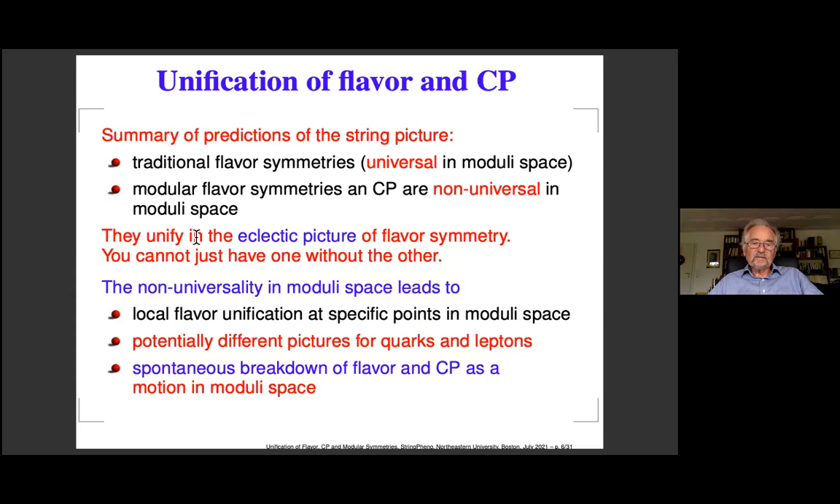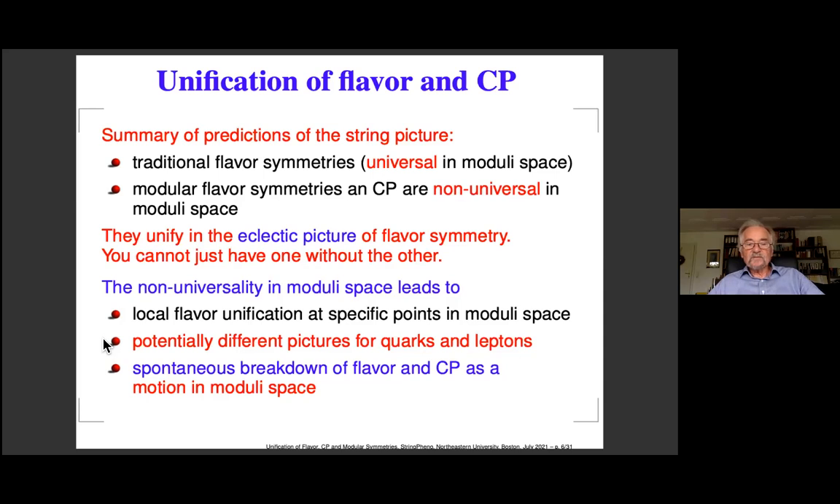And one important thing is that you cannot just have the one without the other. In a lot of bottom-up constructions, people use now modular flavor symmetries. But if you have them, you will also have traditional flavor symmetries, and you have to take that into account because that gives important restrictions for your theory. Now, the non-universality in moduli space is very interesting because it leads to what we call a local flavor unification at specific points in moduli space. And it will then allow a potentially different picture for quarks and leptons. It will also allow a spontaneous breakdown of the flavor and CP as a motion in moduli space.